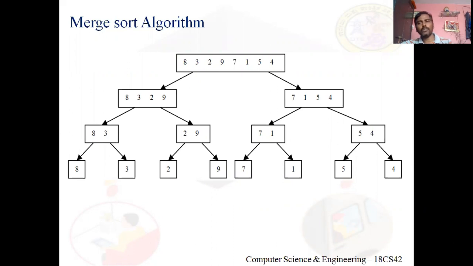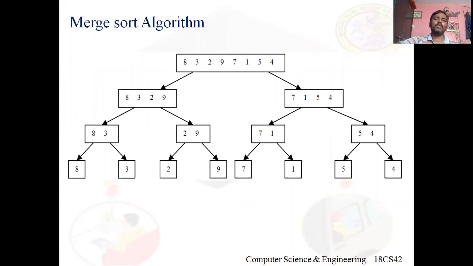Clear? So I think you're clear with this division phase. Similarly, at level 3, we get 4 subarrays, each with 2 elements. So we can't call this a smaller instance yet. Got it? At level 3, there are 4 subarrays, each with 2 elements.